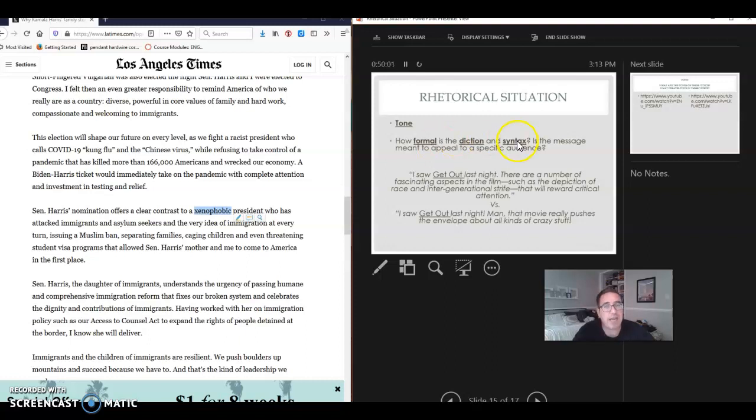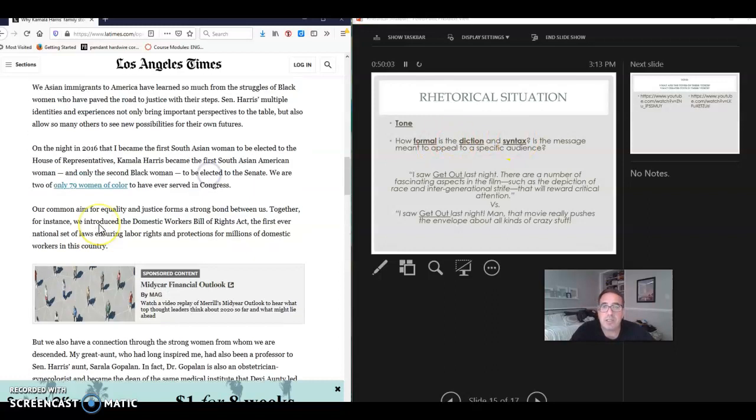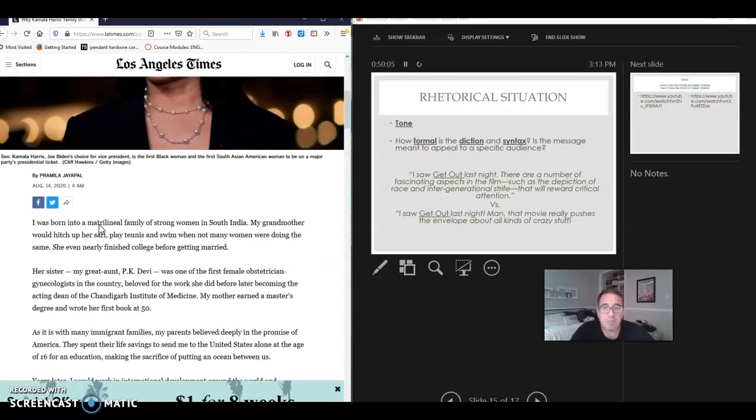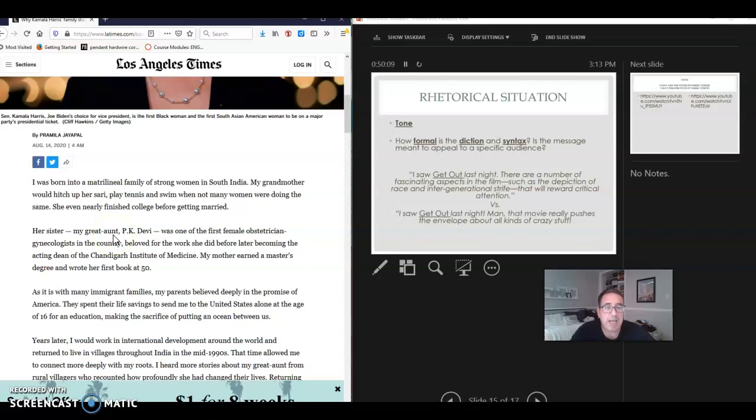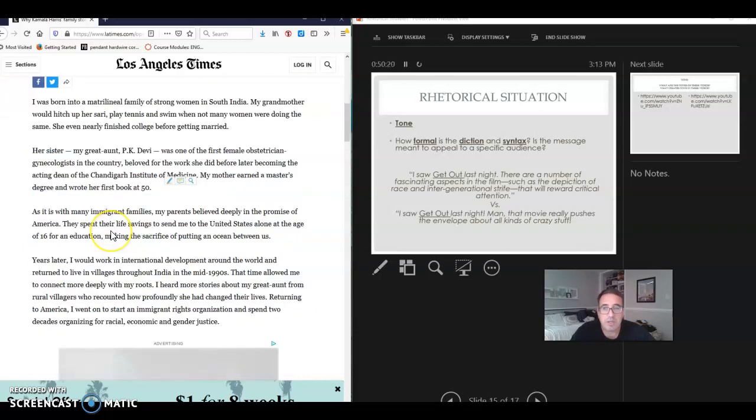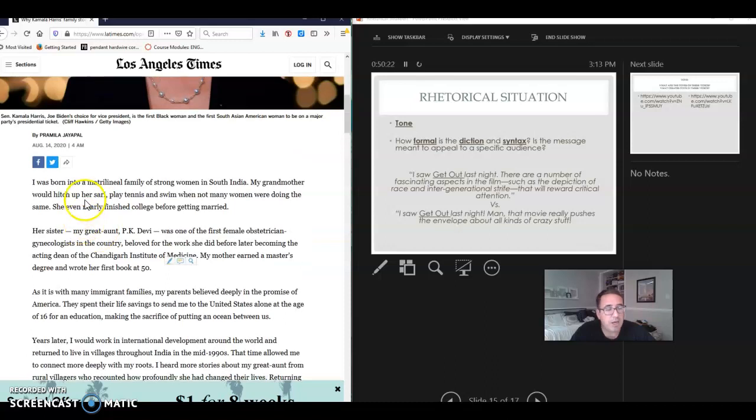Some other things to think about: formality of the diction and the syntax. Again, this article is not super formal, but it's not informal. She's not using slang and contractions and such. But it's not the kind of thing you would find in an academic journal. It's kind of midway between that. She's writing for an educated audience and writing in a semi-formal kind of way.